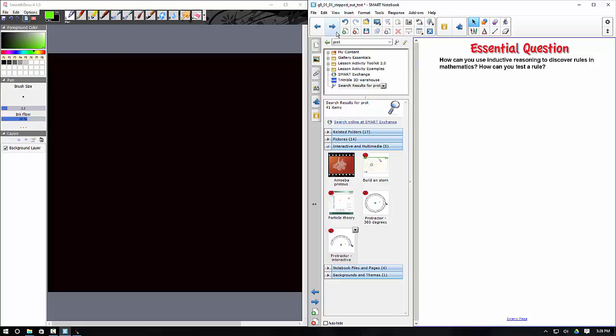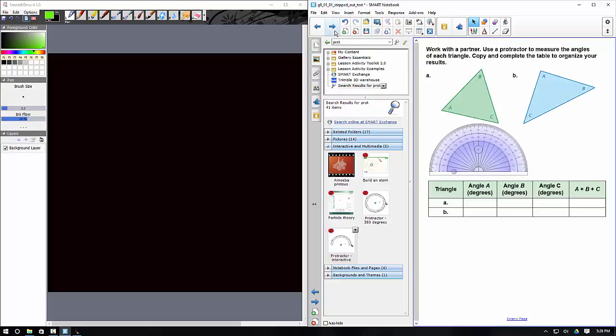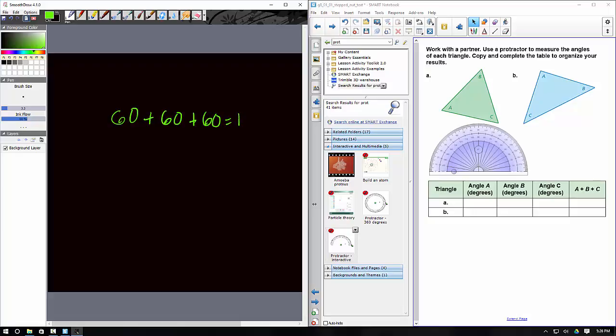So how can you use inductive reasoning to discover a rule in mathematics, and how can you then test that rule? So if I look here, I'm just going to give you an example. If I would measure this out, which you'll be able to do, let's just pretend that I'm looking at this triangle here, and I'm going to say the first angle is 60 degrees, the second angle is 60 degrees, and angle C, or the third angle, is also 60 degrees. Altogether, it equals 180 degrees, which is great, because every triangle should be 180 degrees.